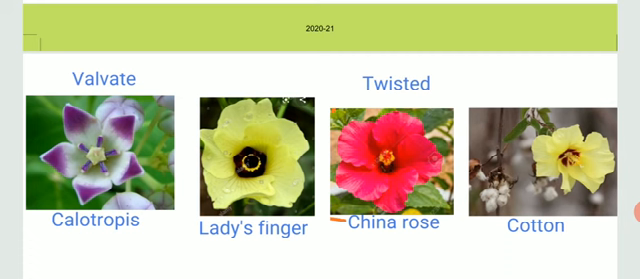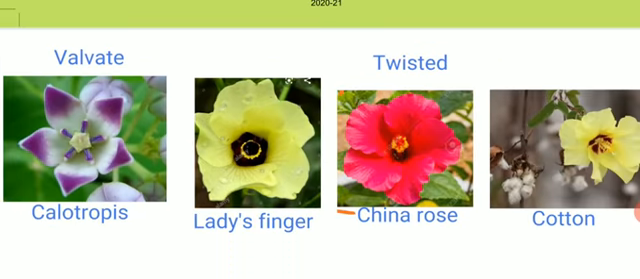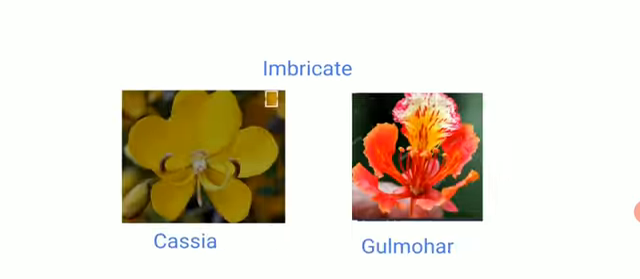Now if you look at the three pictures, this is the aestivation called twisted aestivation, found in the ladyfinger flower. See how beautiful the yellow color is, right? So one petal is overlapping the second, the second is overlapping the third, the third is overlapping the fourth, then the fourth is overlapping the fifth one. So this kind of twisted aestivation is found in ladyfinger, even in China rose and in cotton.